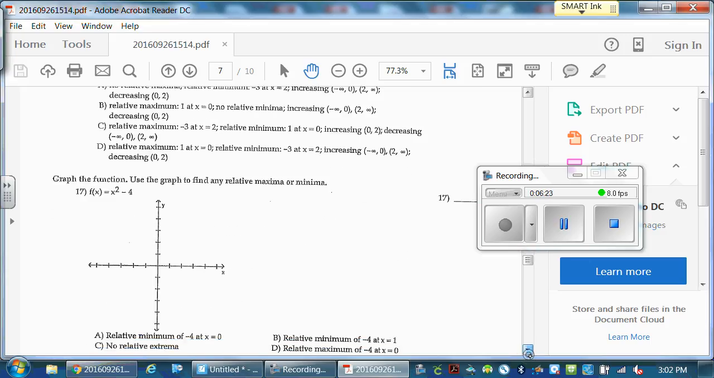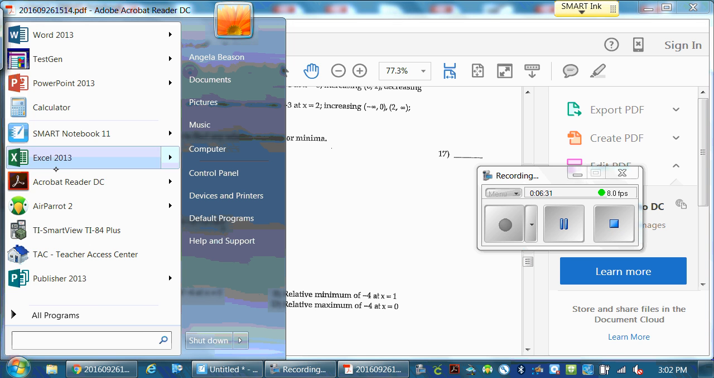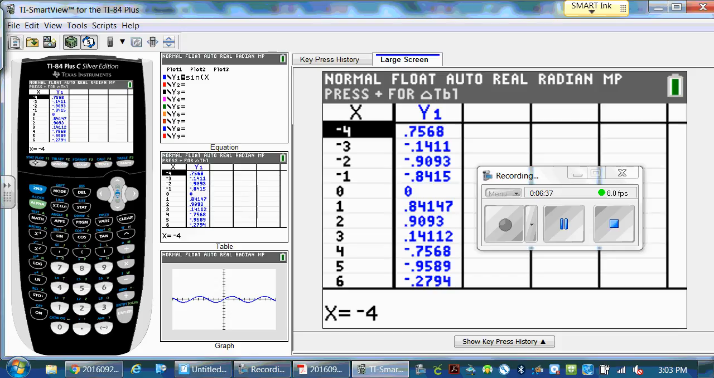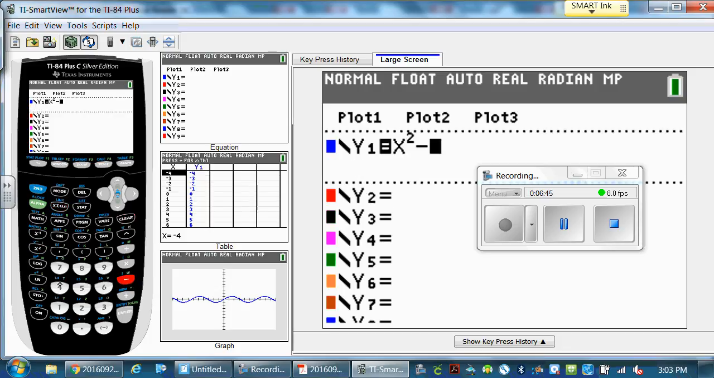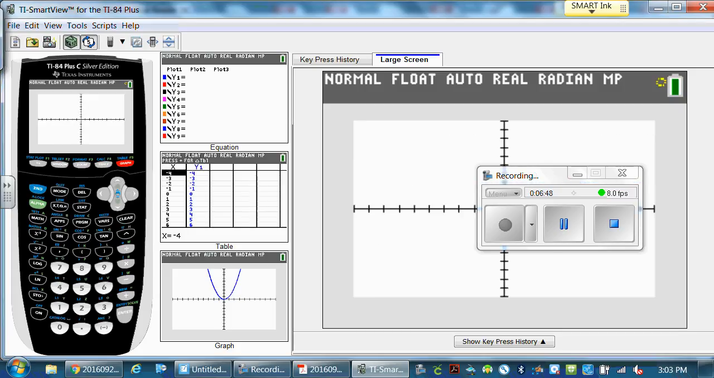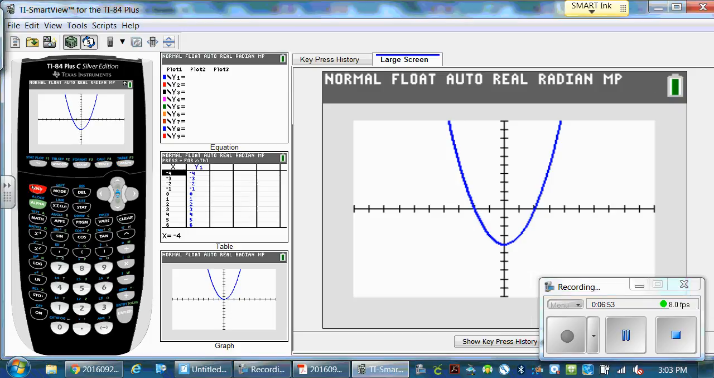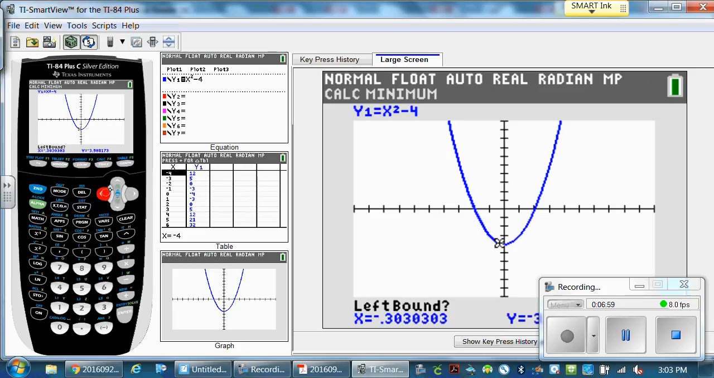Number 17. If you graph x squared minus 4, let's take a look at what that would look like. Calculator here. Y equals x squared minus 4. And this particular graph has a minimum here. Second trace, minimum. I need a left bound and a right bound. You can probably see what the minimum is.